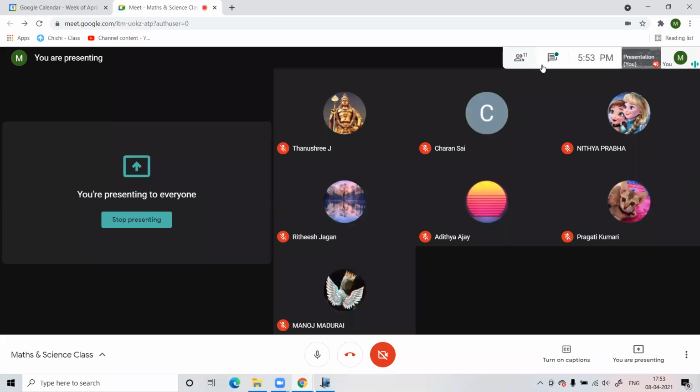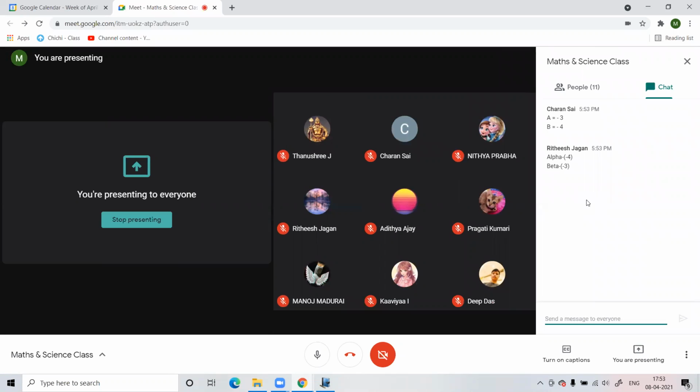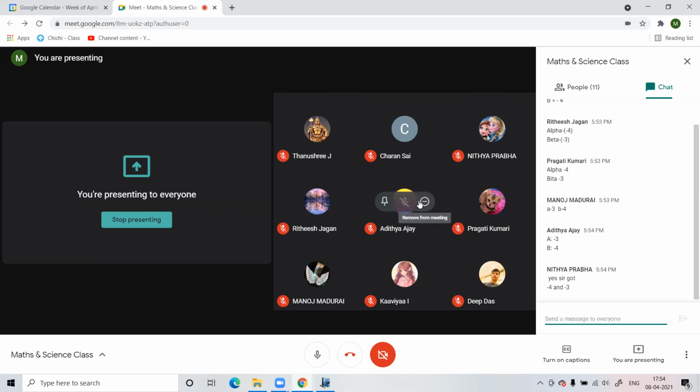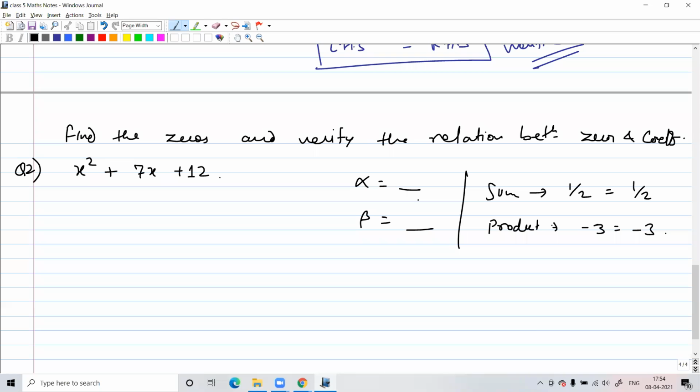Okay, let's see what answer from Charan. So alpha is -3, beta is -4. -4, -3. Okay, good. Charan, Ritesh, Pragati, and Manoj, all of you are right. Anyone we can call alpha, anyone we can call beta, so there's no problem with that. Whether you write -3 first or -4 first, doesn't matter. Good. So first part is done. You got your alpha and beta. It was -3 and -4.